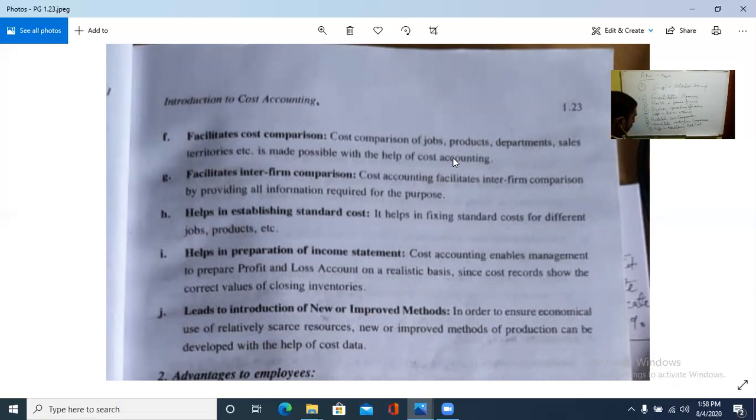Then helps in preparing income statement. Preparation of income statement helps in preparing the income statement, that is, enables the management to prepare profit and loss account on a realistic basis, in cost record show the correct value of inventory.